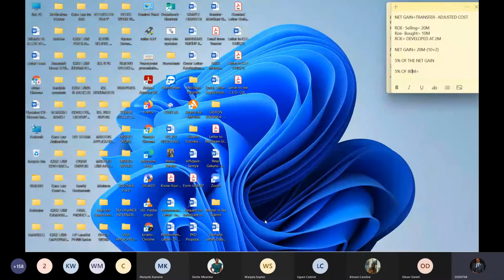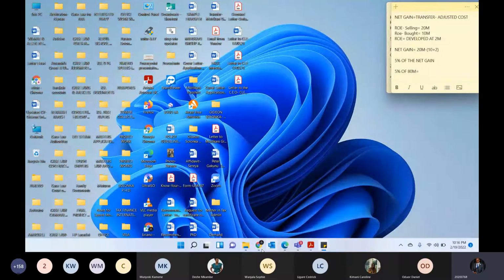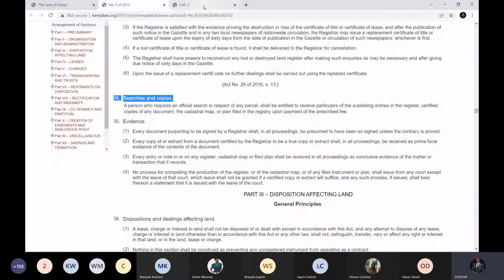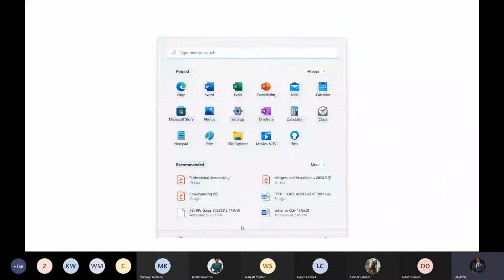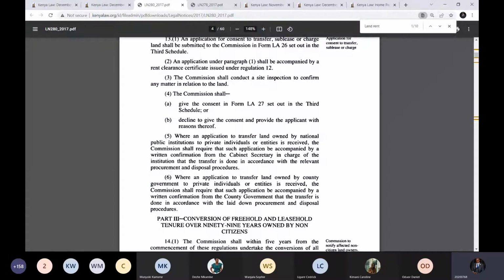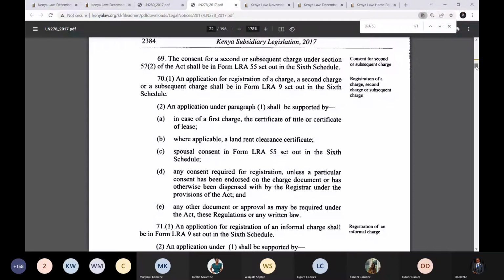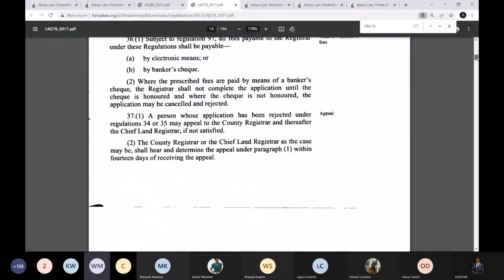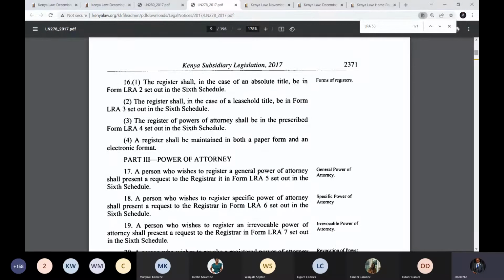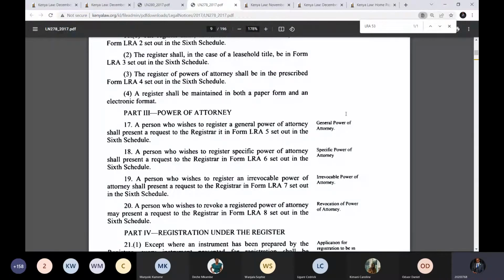Can you tell me the difference between all those three? Or highlight the types of powers of attorney? I think it's LRA 5, 6, 7 for the three types: the general, the specific, and the irrevocable. LRA 5 is the general, LRA 6 is the specific, and LRA 7 is the irrevocable. So what's the difference between the three?